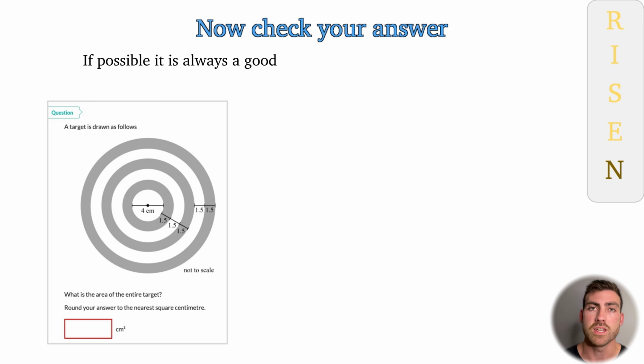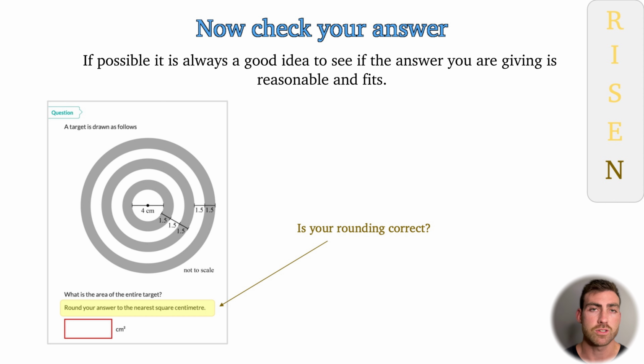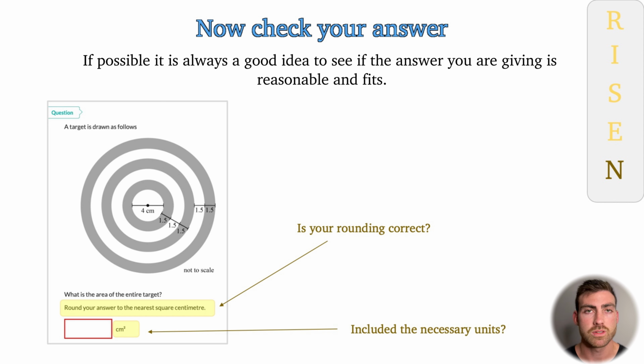If possible, it is always a good idea to see if the answer you're giving is reasonable and fits. This is a great thing to do because if your answer is not what it should be, you can go back and try and find your mistake and change it before you finish the question. You also need to check, did you round your answer correctly? Did you include all necessary units? And do you need to write your answer as a sentence?